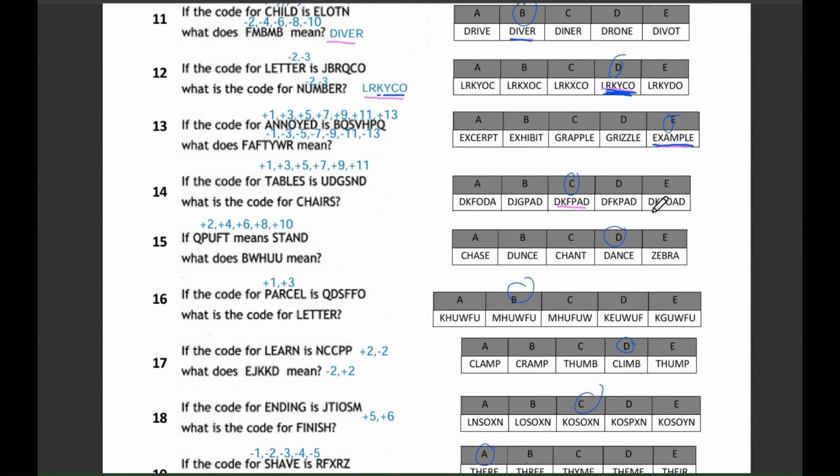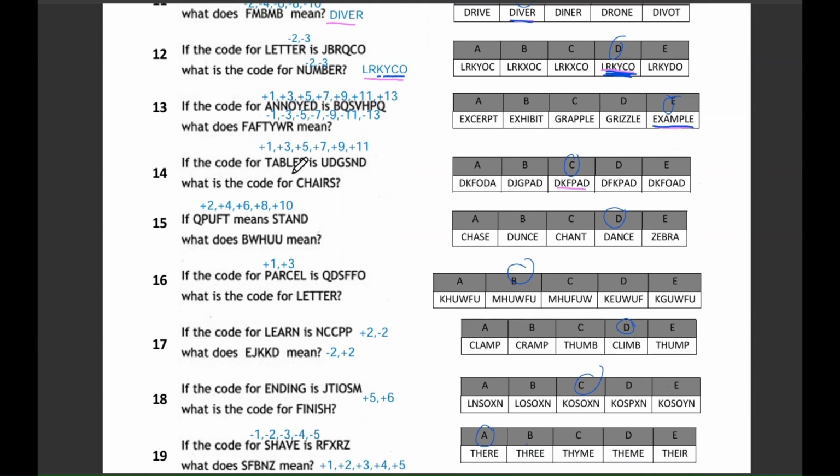Question 14. Now, tables is coded as UDGSND. So let's look at the pattern. From T to U is +1, from A to D is +3, from B to G is +5, from L to S is +7, from E to N is +9, and from S to D is +11. See how the pattern is similar to the last one? It's increasing odd numbers but from 1 instead of -1.